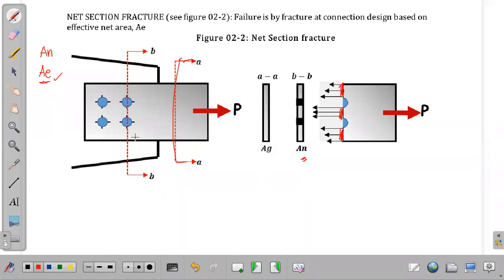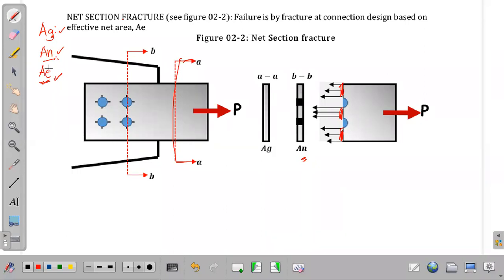So pagka yung pinag-uusapan naman natin is yung AE or yung effective net area. Pag AN, that is only net area. Pagka AG, area gross. Ulitin ko, ang designation natin, AG for gross area, AN for net area, and AE for effective net area. Baka malito kayo mamaya pag ginamit ko yung mga symbol na ito.